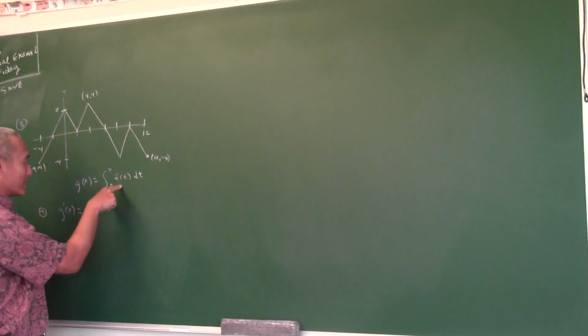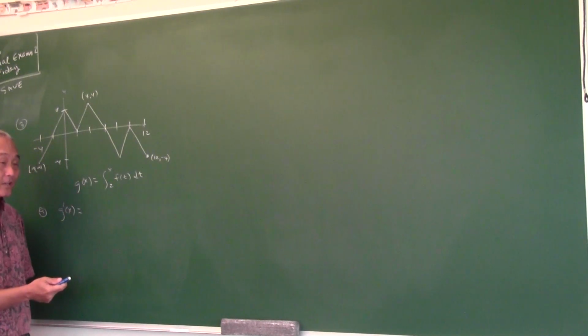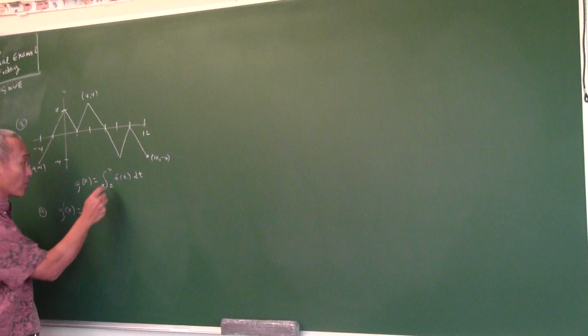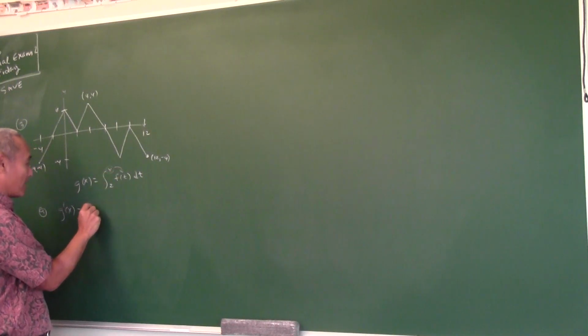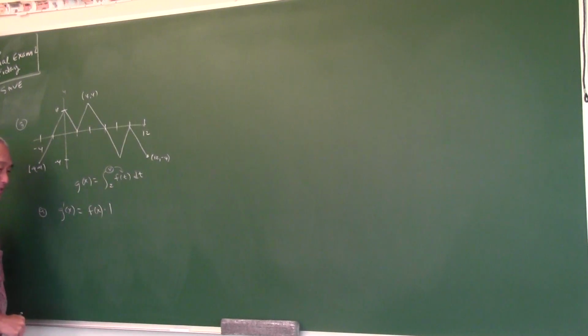Now, if G of x is defined as this integral, how do you compute the derivative? You use the fundamental theorem of calculus part 1. You take the x and plug it in there, which is f of x, and then you multiply it by the derivative of that, which is 1. That's it. That's how you take the derivative of a function that's an integral. Okay? So g prime of x is equal to f of x.